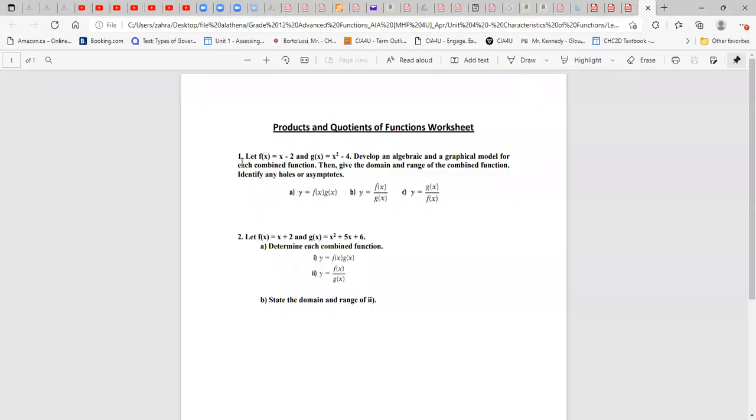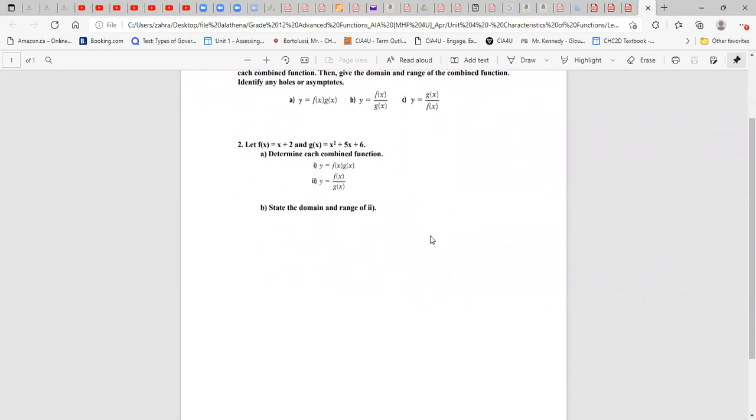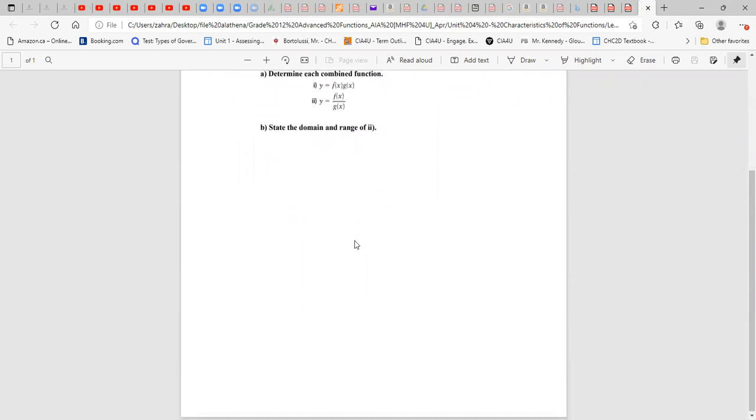Okay, so you do question number 1. Basically, f of x and g of x are given to you the same way that I did. Just multiply them and then graph it. Divide it, and here divide by the other one. Also, there's one more question here. You just multiply them, right? And here you just divide them and graph it, and you state the domain and range for these two functions.